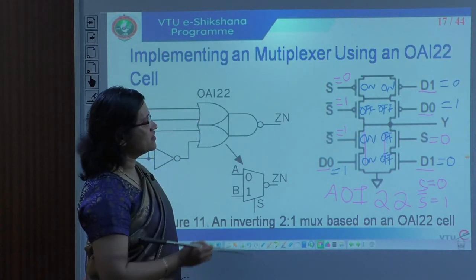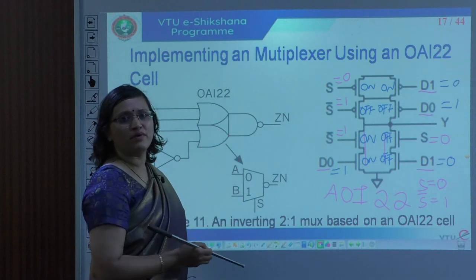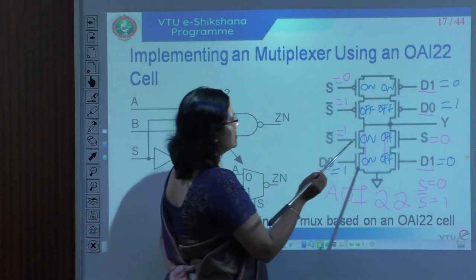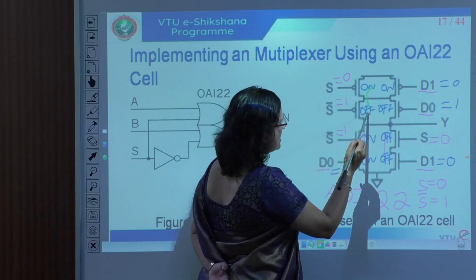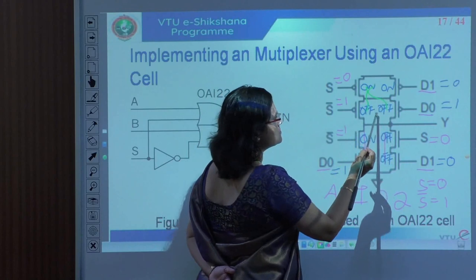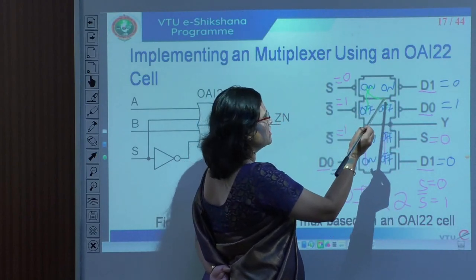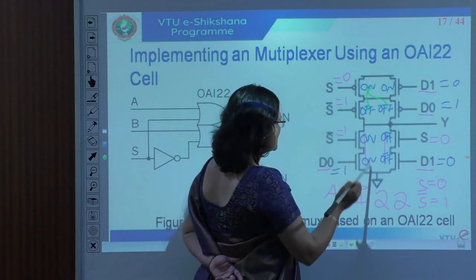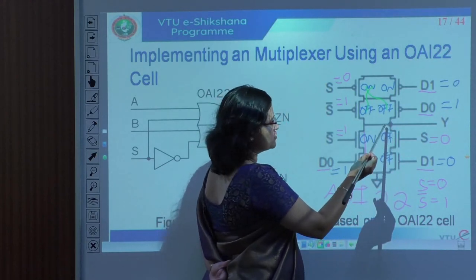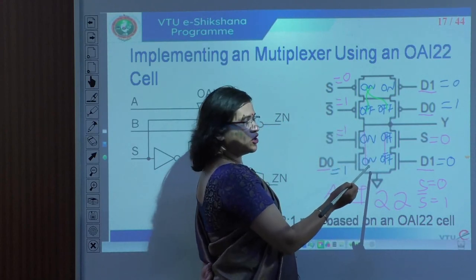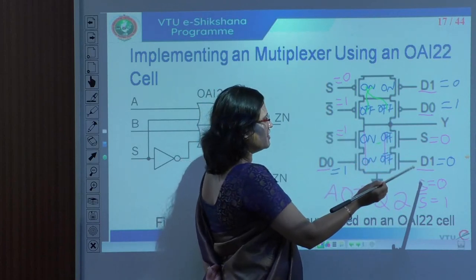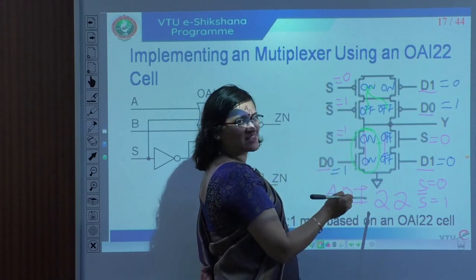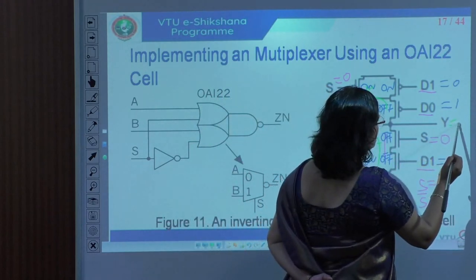Now you can say whether the output is pulled down to 0 or pulled up to the supply voltage. You can see the path here. These two transistors are in series, and these two also are in series. This transistor is off, that means the switch is open, so the series path is not going to exist. Here also, the series path is not going to exist, because both S bar and D naught are off. Whereas on this side, S and D1 are both open, but S bar and D naught are turned on. These two transistors are in parallel combination, S and D1 in parallel with S bar and D naught. Since these two transistors are turned on, the series path exists, so output Y is pulled down to 0.